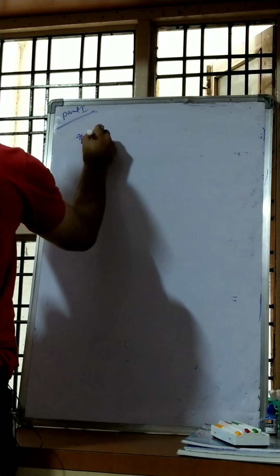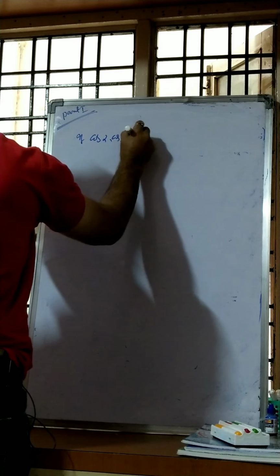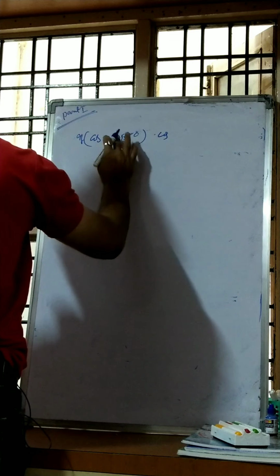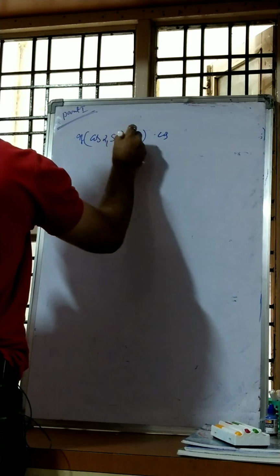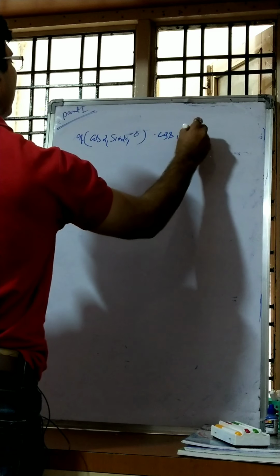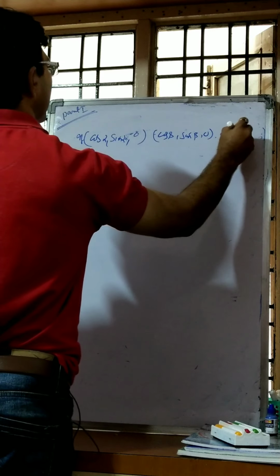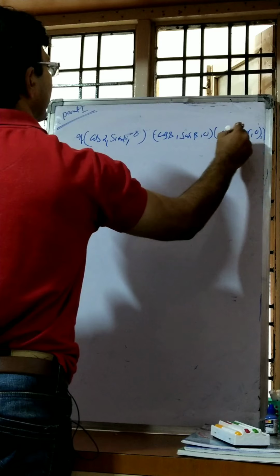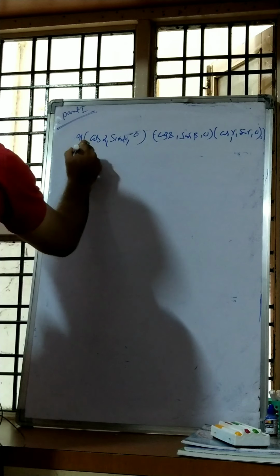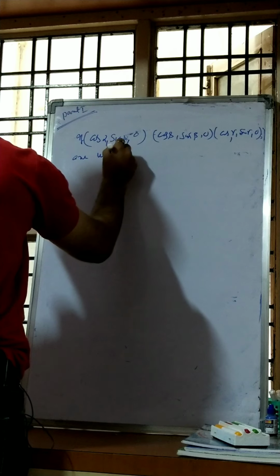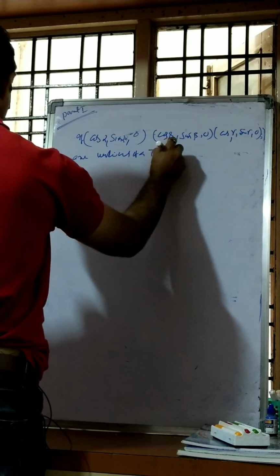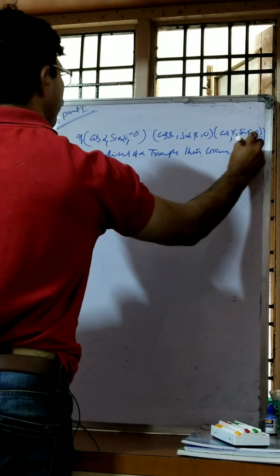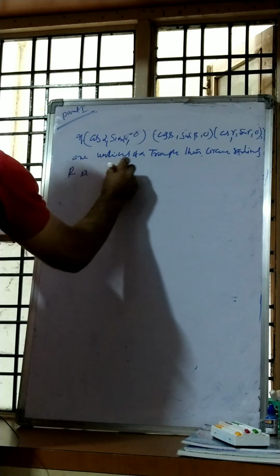So here, if (cos alpha, sin alpha, 0), (cos beta, sin beta, 0), and (cos gamma, sin gamma, 0) - he has given like this, right? - are the vertices of a triangle, then the circumradius R is dash, is said.